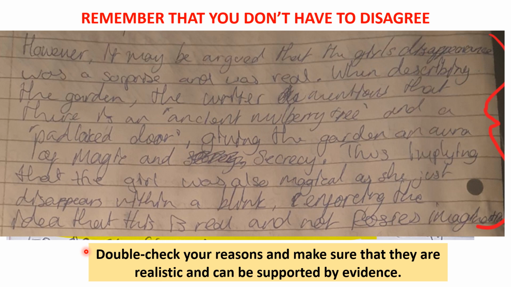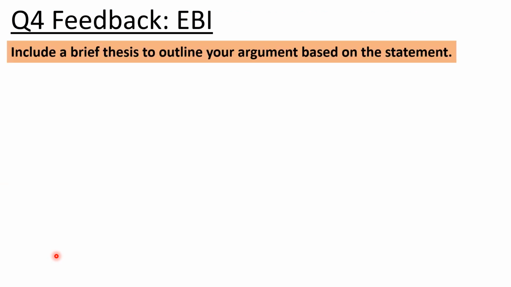Okay, so you should now have a table with 4 appropriate reasons based on the statement, and we should be avoiding any kind of flimsy disagreements like the ones we saw on screen. Okay, now let's focus on our main EBIs. So, firstly, question 4 is a kind of mini essay that's worth 20 marks. So it's important that we include a brief thesis to outline your argument based on the statement. I didn't introduce this the first time we did question 4 because I wanted us to focus on getting the 4 paragraphs down, but some of us are at the stage where we can start including a thesis.